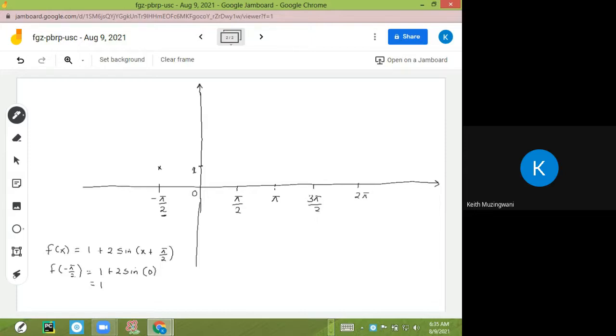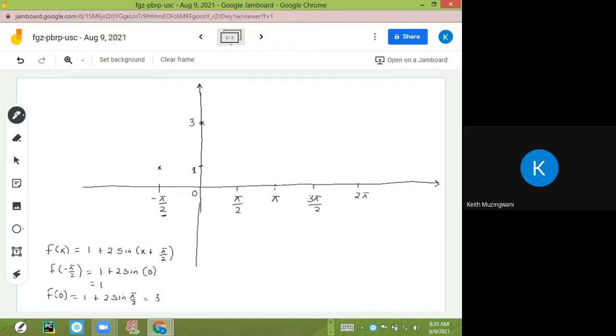From there, you substitute the next number, 0. What is f of 0? f of 0 is 1 plus 2 sine pi over 2. Now sine pi over 2 is 1. 1 times 2 is 2. 2 plus 1 is 3. So we get (0, 3). So we have a point there.